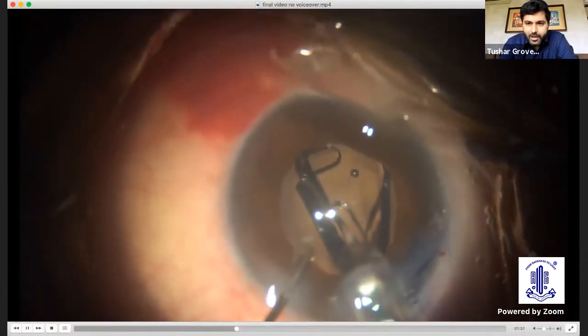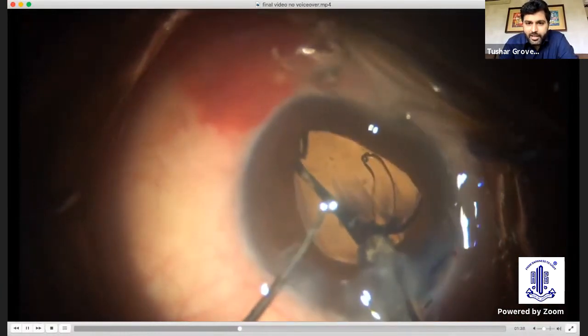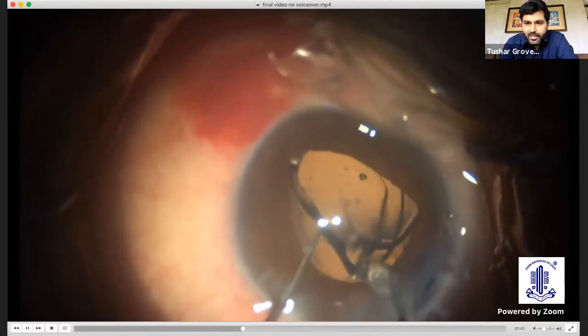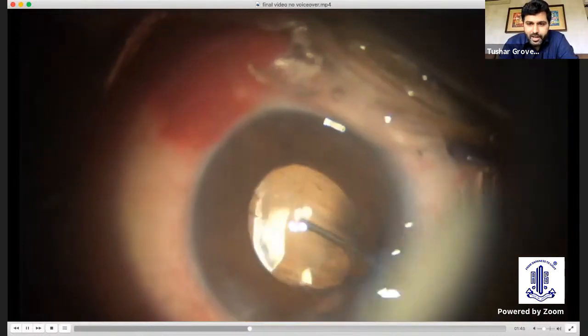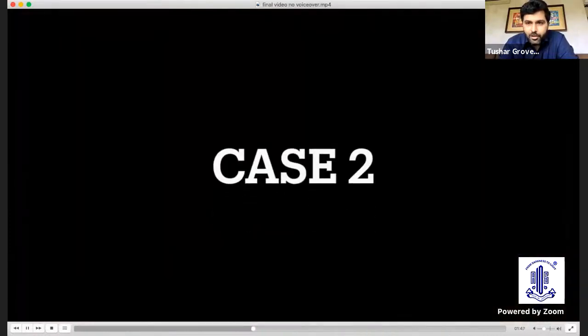So while injecting the IOL, again, it's extremely important to be careful because you can have the capsulotomy going posteriorly, and also important to make sure that the haptic edges are away from the torn capsule.